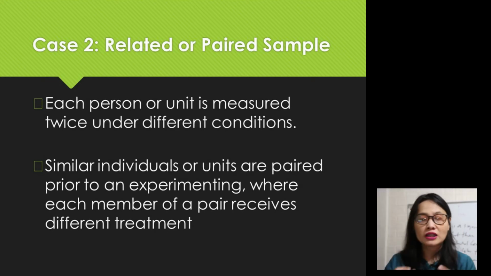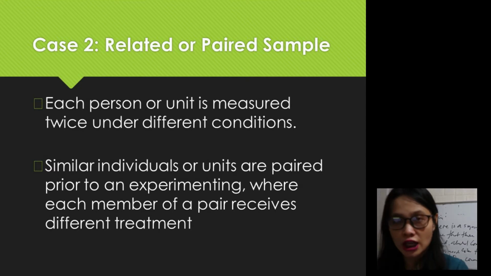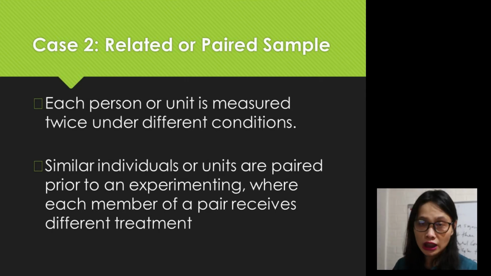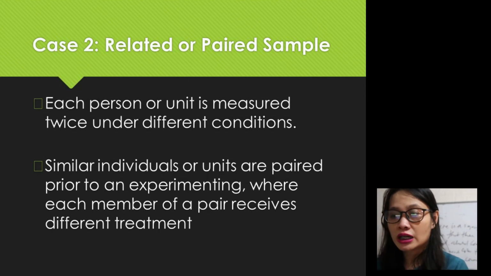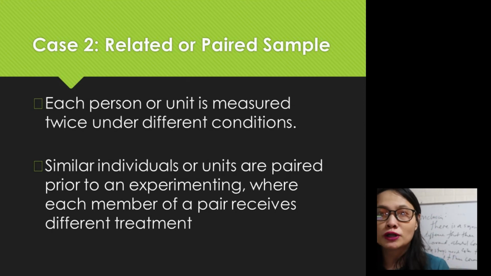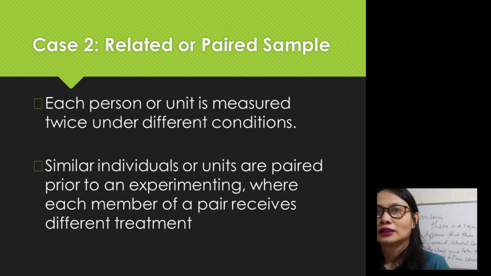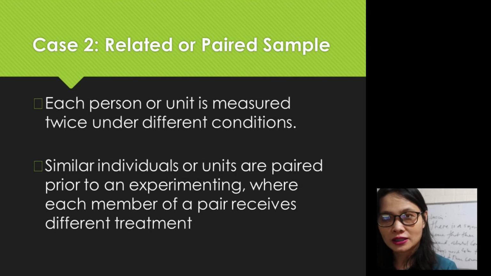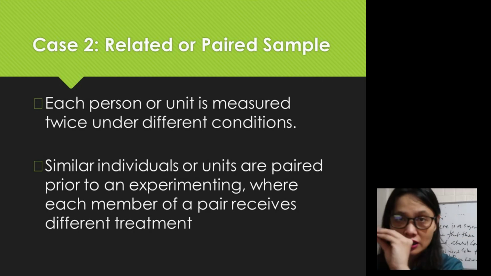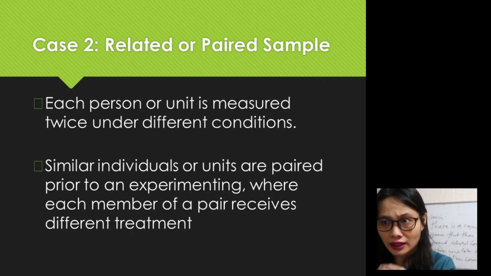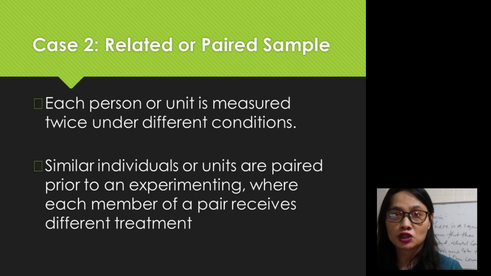Related or paired sample: each person or unit is measured twice under different conditions. Similar individuals or units are paired prior to experimenting, where each member of a pair receives a different treatment. That's the example of a related or paired sample: pre-test, post-test, before, after. What else? Let's say you have one experiment and you take it on the same day, at the same time. As long as you have one group of respondents but 2 different conditions.